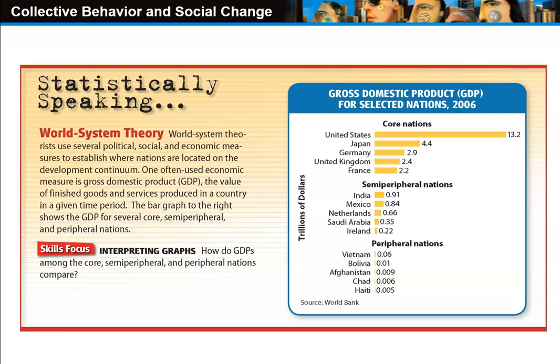Statistically speaking, the world system theorists use several political, social, economic measures to establish where nations are located on the development continuum. One often used economic measure is gross domestic product, the value of finished goods and services produced in a country in a given period. The bar graph to the right shows the GDP for several core, semi-peripheral, and peripheral nations. How do GDPs among core and semi-peripheral and peripheral nations compare?